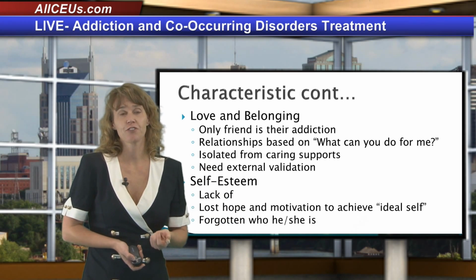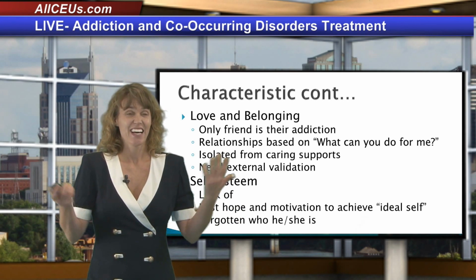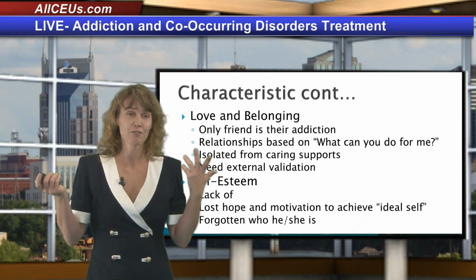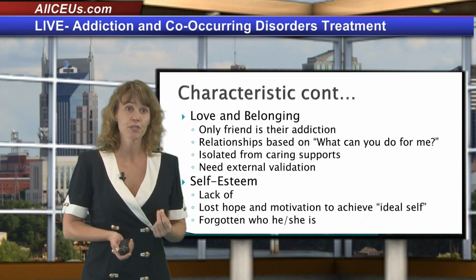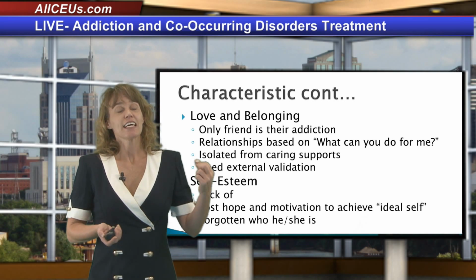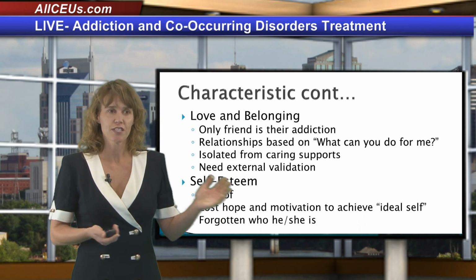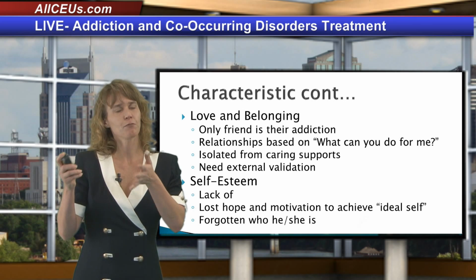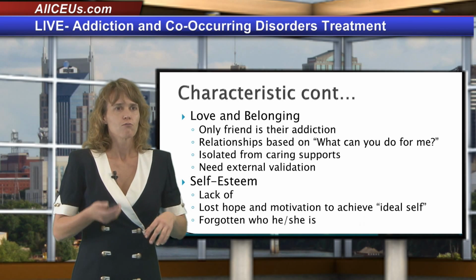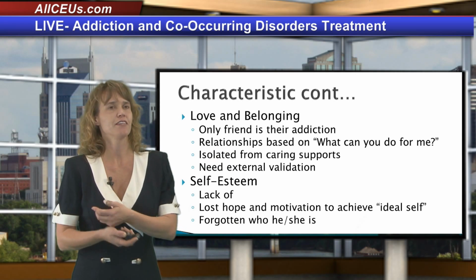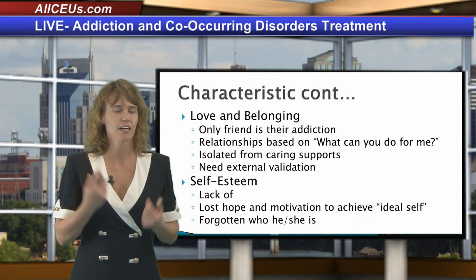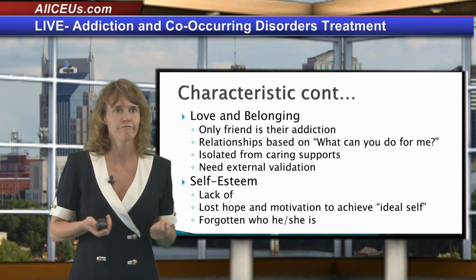And a need for external validation. If they don't know why they're good enough to breathe the air, and they need other people to tell them why they're good enough to breathe the air, that's going to cause a recurring problem. So this is something, when you get up to that love and belonging stage, really working on helping the person understand that they're good enough and they're smart enough, and gosh darn it, people should like them.